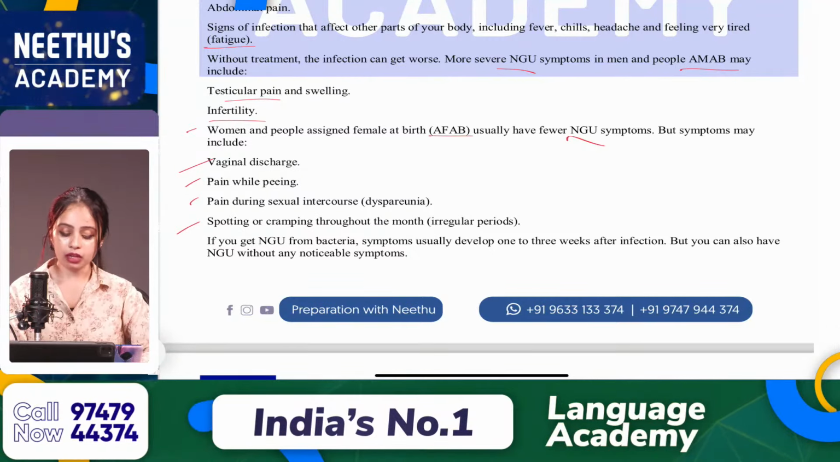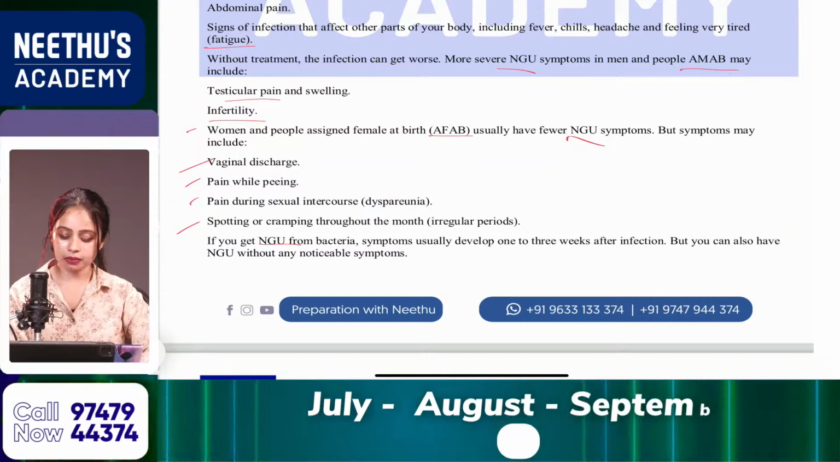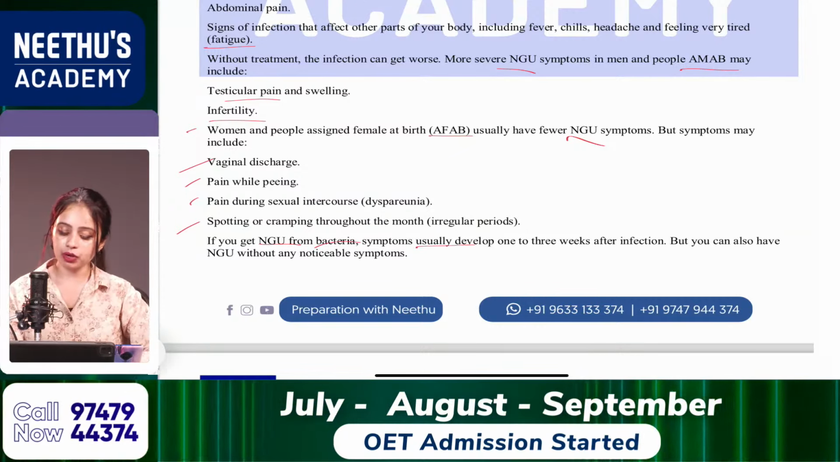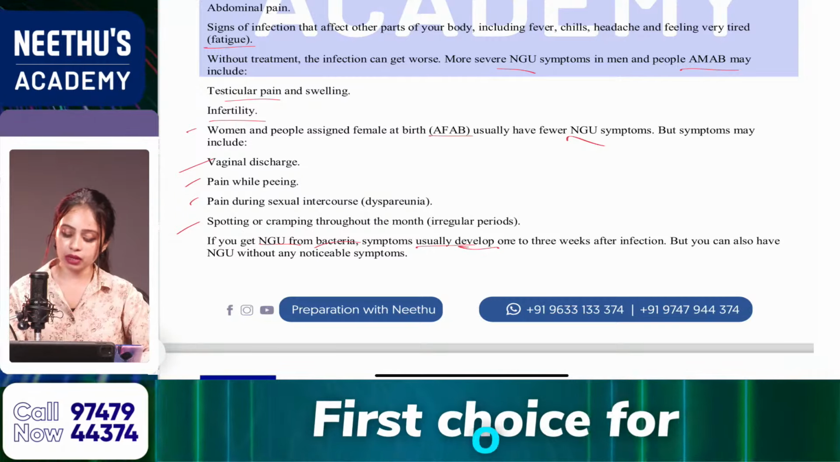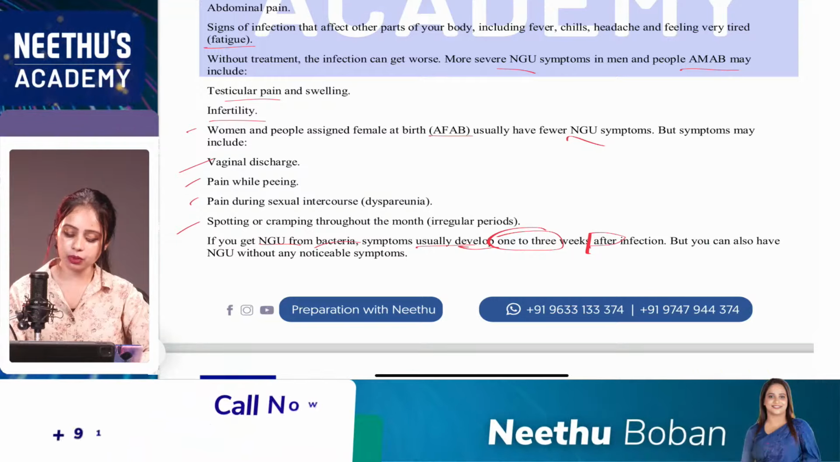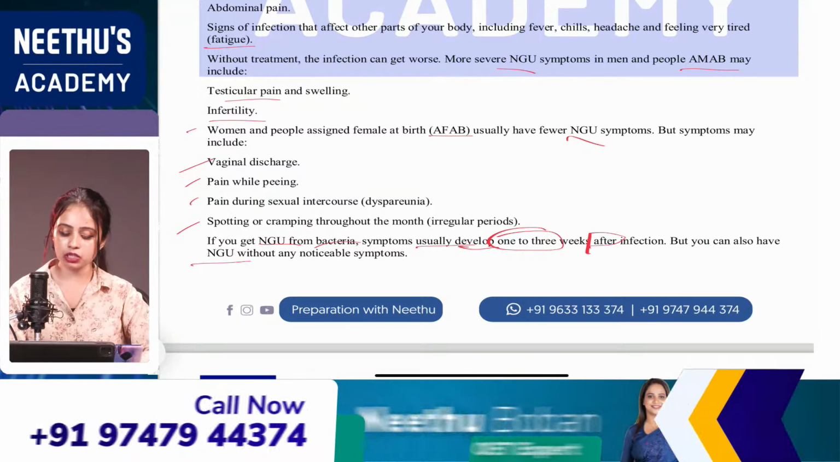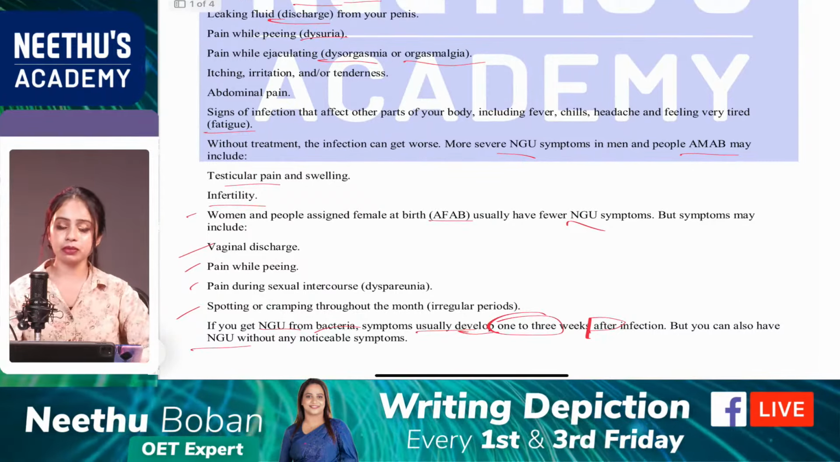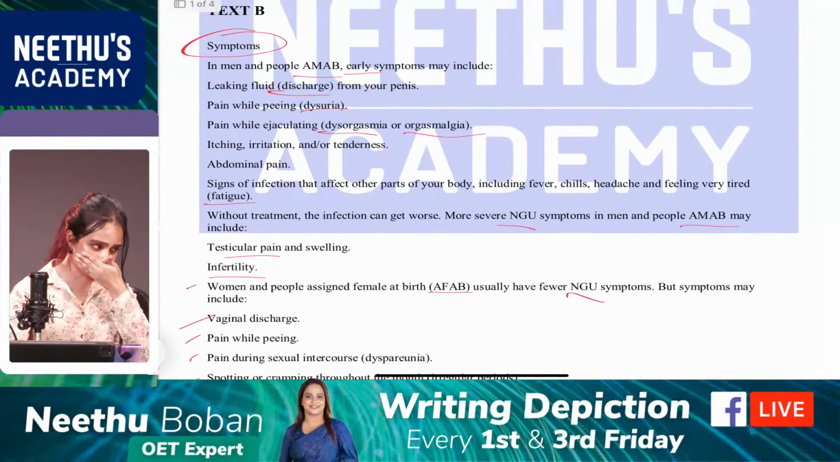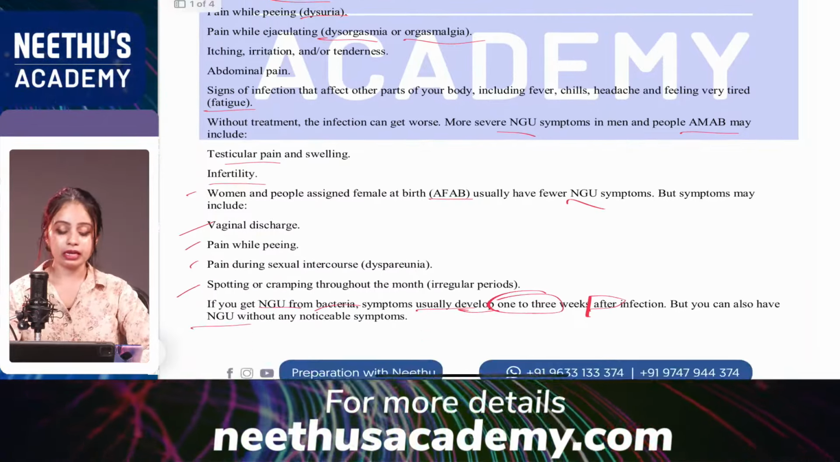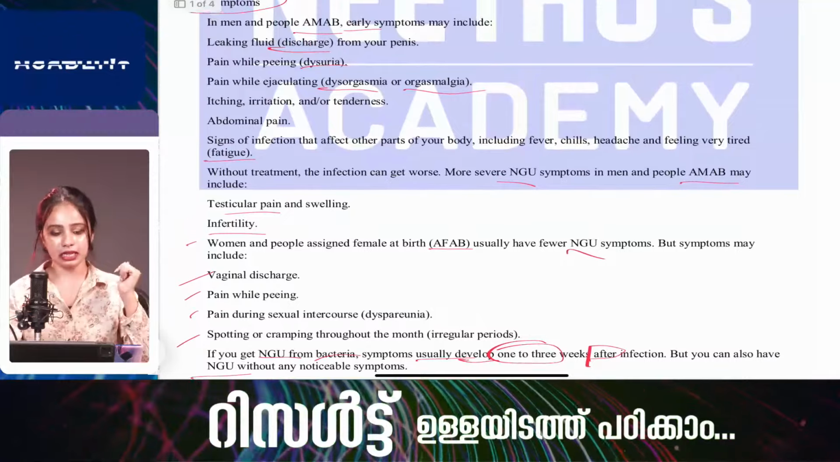Okay, then if you get NGO from the bacteria, symptoms usually develop, usually it's a word that indicates time, develop 1 to 3 weeks after infection, but you can also have NGO without any noticeable symptoms. So these are my keywords from text B. Okay, so sorry for that. Yeah, so these are my keywords from text B.